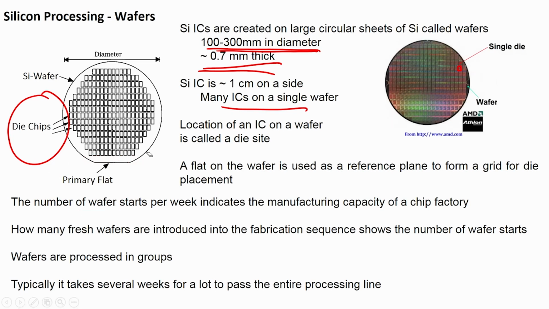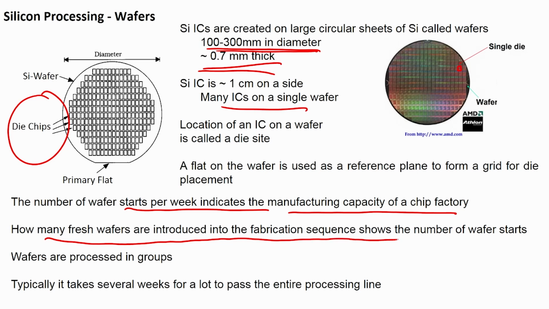The number of wafer starts per week indicates the manufacturing capacity of the chip factory. How many new wafers you are using in a week, how many fresh wafers are introduced into the fabrication sequence, shows the number of wafer starts. So how do we know the wafer start? The first sentence was that the number of wafer starts per week indicates the manufacturing capacity of a chip factory. But how can you understand what a wafer start is?